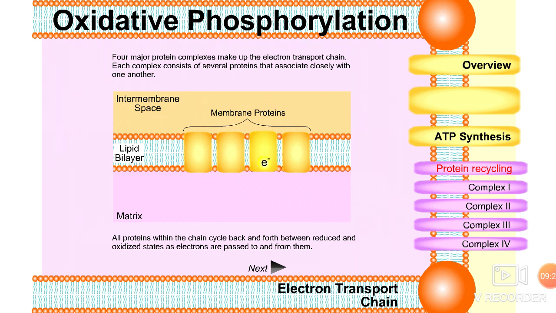Within the inner surface of the inner mitochondrial membrane are all the complexes 1, 2, 3, 4, and 5. Complex 5 is ATP synthase, which looks like a lollipop-like structure. But complex 5 never participates in the transportation of electrons. Only complex 1, 2, 3, and 4 participate in transportation. Also, all the proteins in the chain cycle back and forth between reduced and oxidized states as electrons are passed to and from them. This means that whatever electron is transported from one complex to another, a coupled oxidation and reduction process is needed for this transportation.